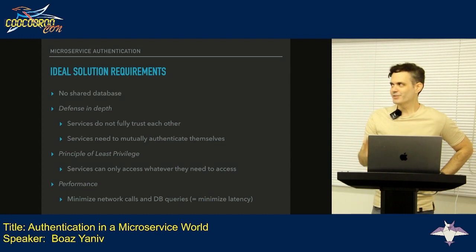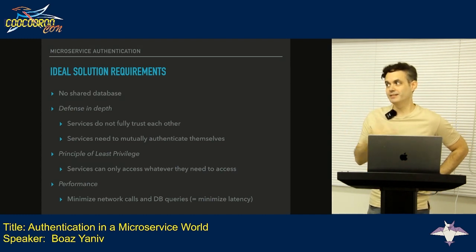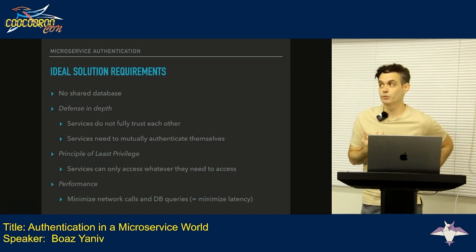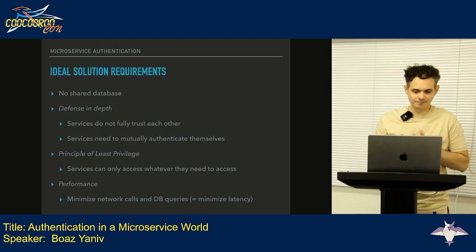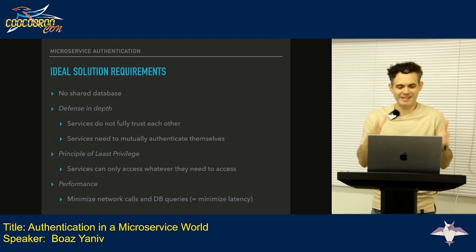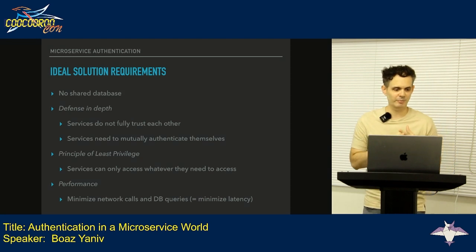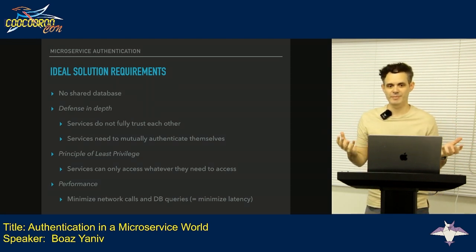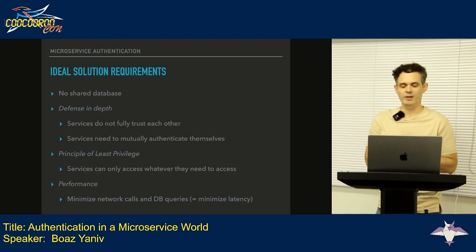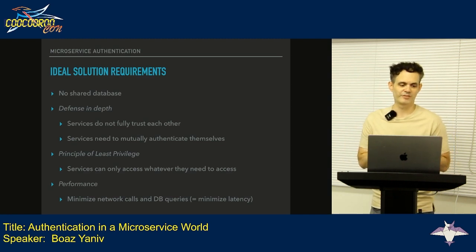So let's first talk about what would be the ideal requirement for a solution. And we're already saying here by ideal that in the real world there will be some trade-offs and you might not get all of these things together. But at least we want to have that picture in mind. So first of all, we don't want to have a shared database. That doesn't work the moment you have hundreds of different microservices.